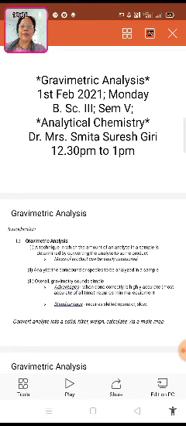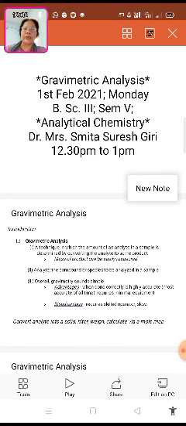Today we are going to study quantitative analysis, the part that is gravimetric analysis. This topic is very important because whatever products in industries are separated out, they are separated by means of an advanced technique, that is gravimetric analysis.